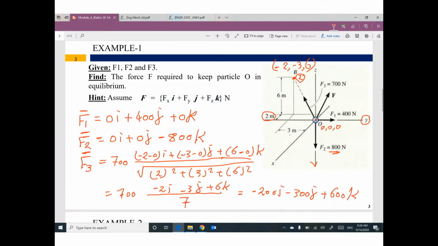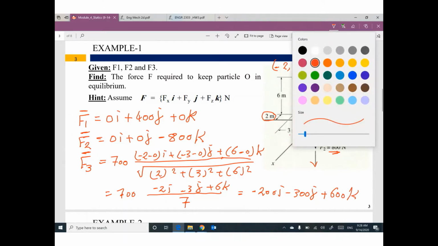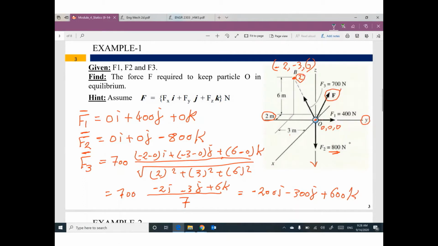What about F? Nothing is given about F. What should I do? You have a hint here. If nothing is given about F, go ahead and assume F as a vector equals Fxi, Fyj, Fzk. All forces are broken into three components: F, F1, F2, F3. Nothing else. Remember, these forces are in equilibrium.